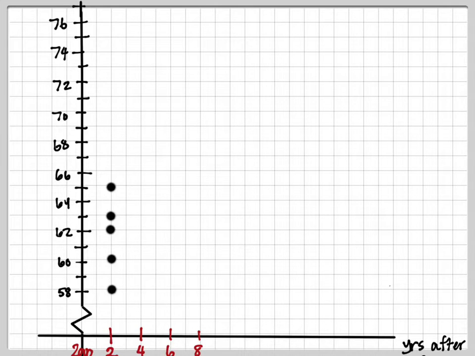So in 2003, I'm going to plot them at 67, 65, 64, 66, 62. And then in 2004, I'm going to do the same thing, 67. So I told you it's a messy graph, right? 67, 68, 66, 65, and 64.